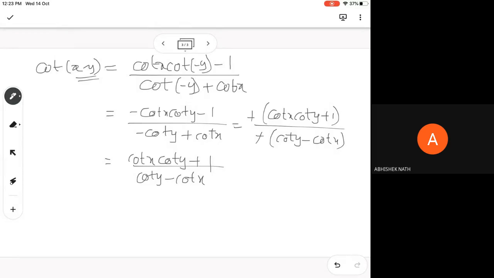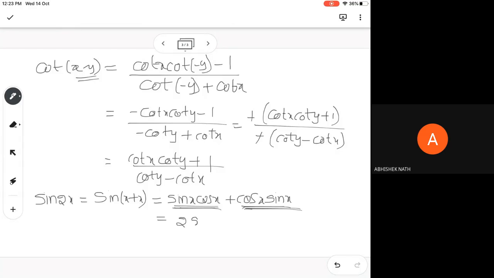Next thing is sin 2x. Sin 2x can be written in three different ways. First, sin 2x is nothing but sin(x plus x). So sin x cos y plus cos x sin y, with y equal to x. So you are going to get sin x cos x plus sin x cos x, that is 2 times sin x cos x.